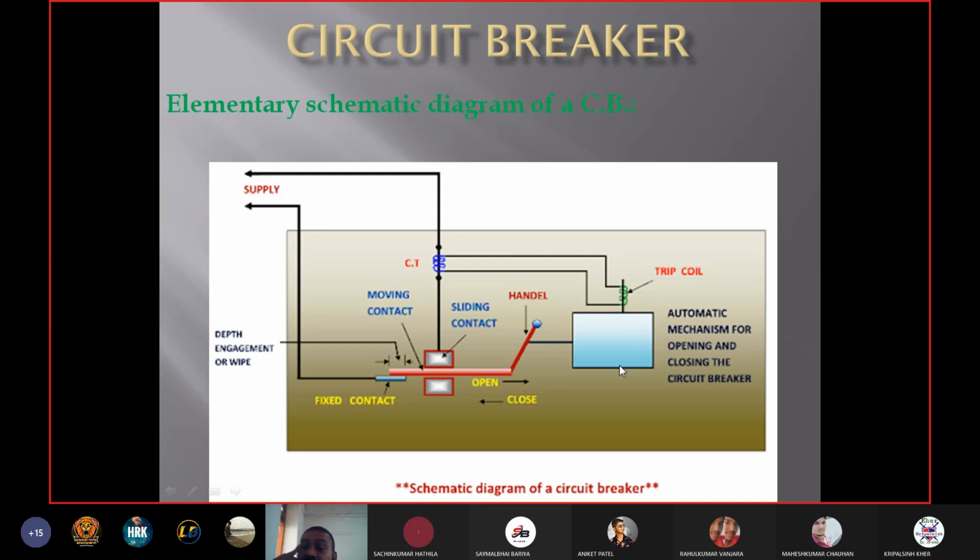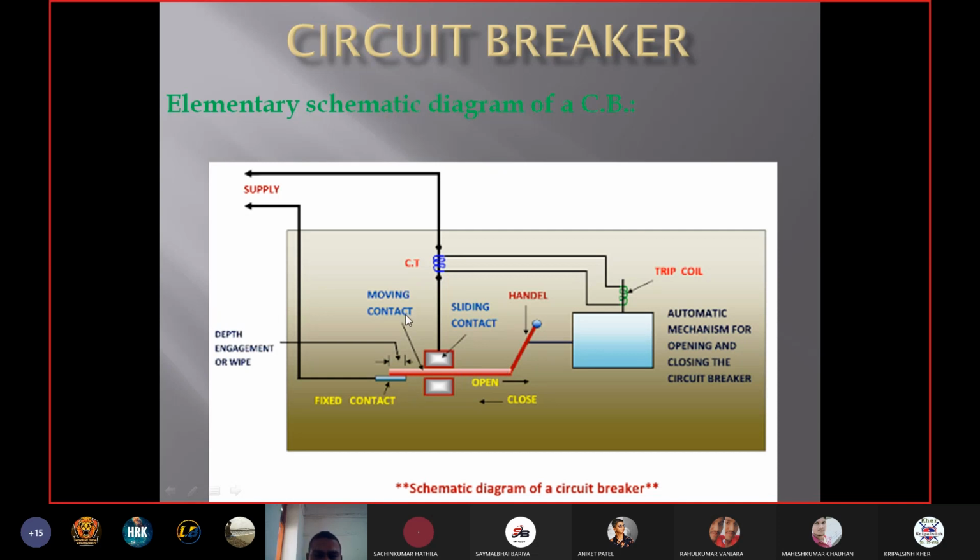Now with the help of this automatic mechanism, we can open or close the circuit breaker contacts because it is connected with this handle. This handle is connected with the moving contact and with this automatic mechanism. So this handle moves the moving contacts in forward direction as well as in reverse direction according to the automatic mechanism operation. This handle is connected with the operating mechanism and with the moving contacts.